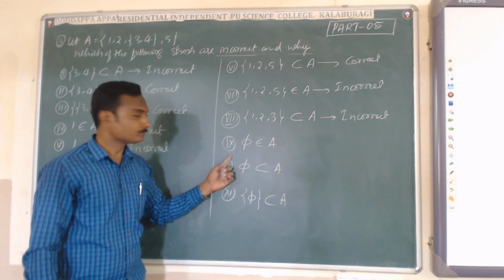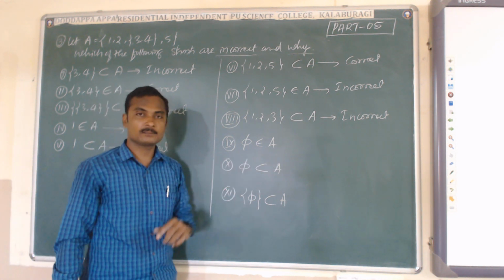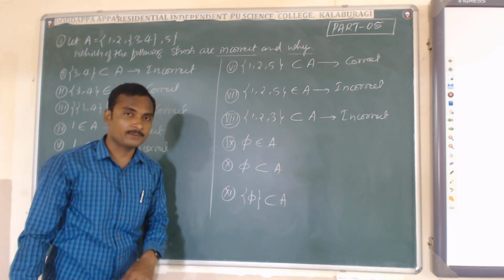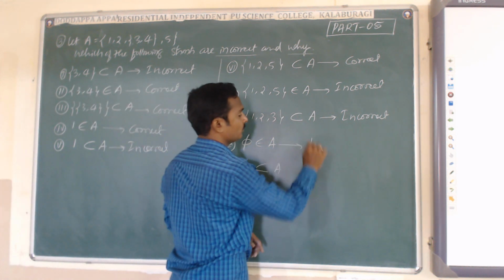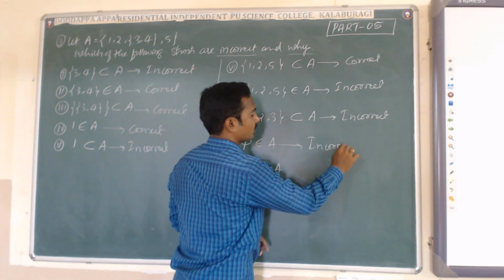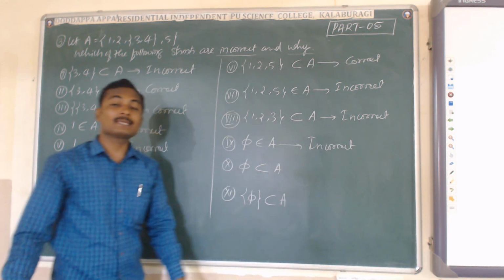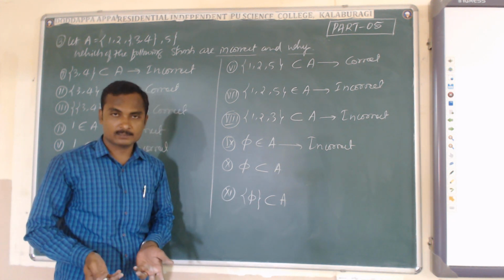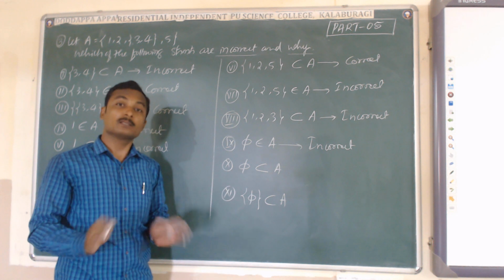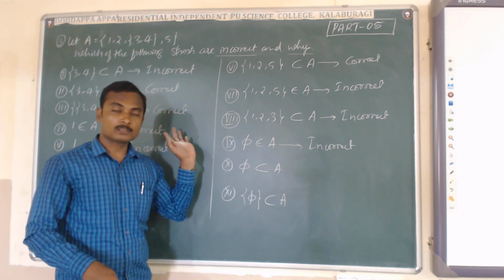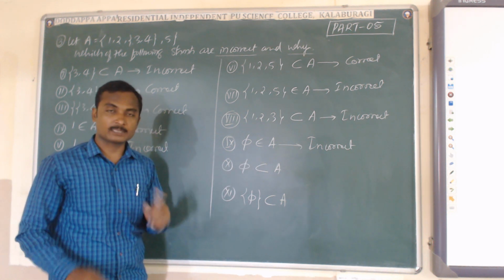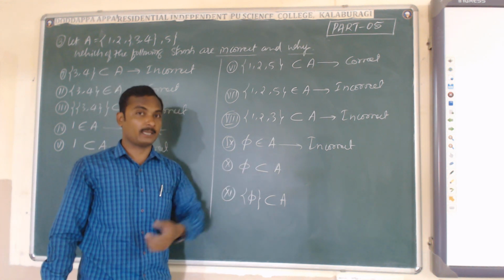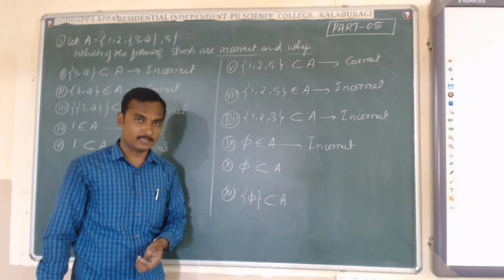Coming to the ninth one, 5 belongs to A. You can check: is there any element like 5? Is there any set like 5? It means this does not belong to the set A, because 5 is always a subset of any non-empty set. Therefore, this is an incorrect statement. The reason is 5 does not belong to A, as 5 is not an element of A.